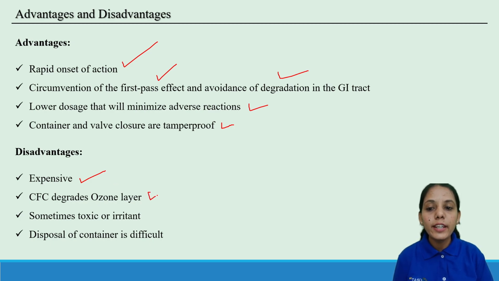Next is that CFC degrades the ozone layer. We are going to see the different propellants. Among them, one is chlorofluorocarbon. The ozone layer is responsible for protecting our mother earth from the sunlight, so the harmful radiation will not reach the earth, but CFC degrades the ozone layer. Ozone is O3. So that is the disadvantage.